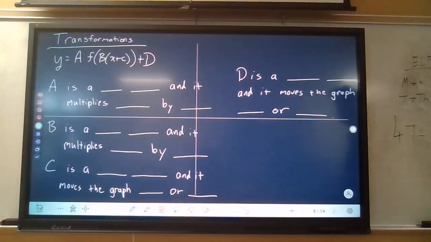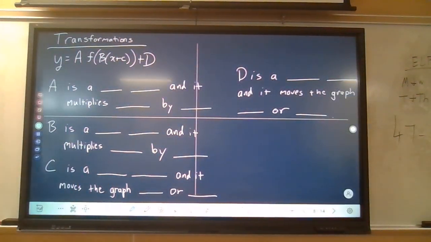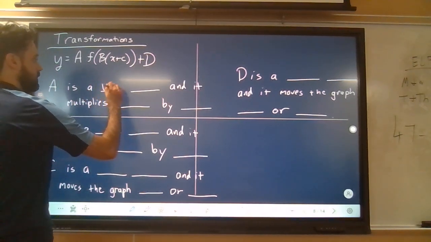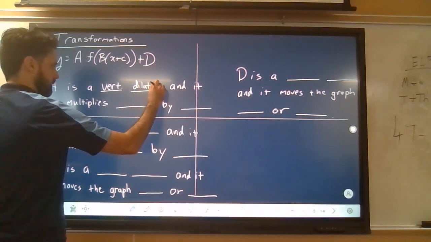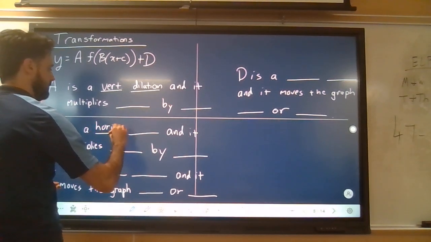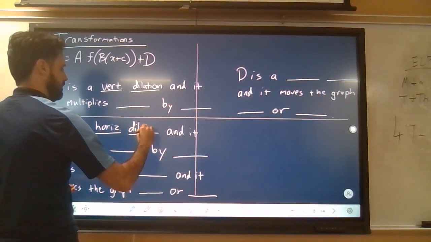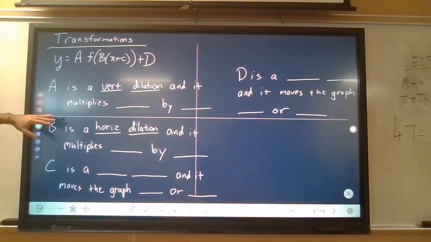All right, transformations. I will be gracious with your spelling, but there's going to be a lot of fill in the blanks for A, B, C, and D and what they do to a graph. We have to know that A is called a vertical dilation, and that B is a horizontal dilation. So A is a vertical dilation, B is a horizontal dilation.